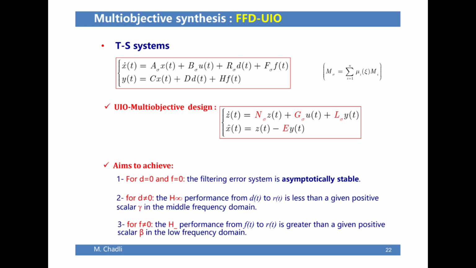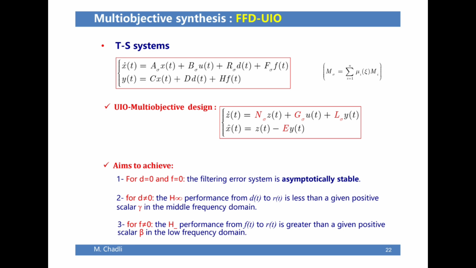Here we consider the same TS model with the same unknown input observer. And the aim is to achieve the following constraints. For the first one, for filtering error free of disturbances and faults, the asymptotic convergence should be guaranteed. So it is the problem of estimation of state and fault. We consider that the system is free of fault and disturbances, and the objective is to estimate the state and the fault.